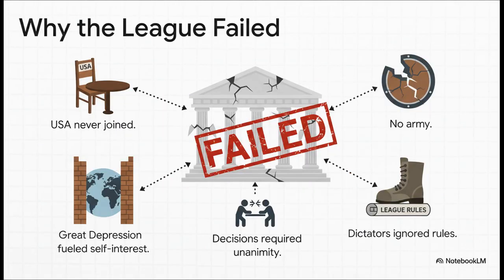So why did it fail so badly? Well, here are the key reasons. First, and this is a big one, the USA, the most powerful country in the world, never even joined. It also had no army of its own to enforce its decisions. And because every member had to agree on everything, it was often just paralyzed. Add in the Great Depression, which made everyone look after themselves, and you got a recipe for disaster. Ambitious dictators just laughed at it. It was a toothless tiger.